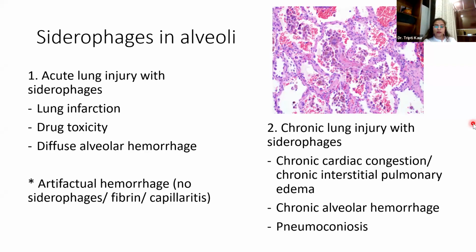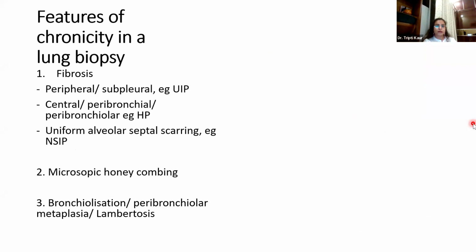Diffuse alveolar hemosiderosis. So, what are the features of chronicity in the lung biopsy? We go by basically what is the pattern of fibrosis. That is the most important thing for us in a chronic lung biopsy. They will give you a question where it's only fibrosis, except if it's a typical case of UIP. But you should know a gist of everything, so that if anything unusual comes in the exam, at least you should be able to write it.